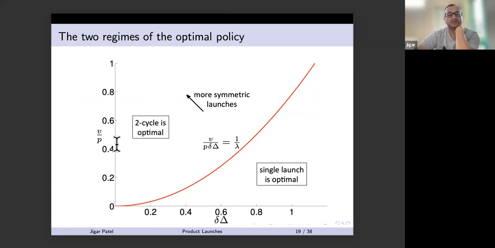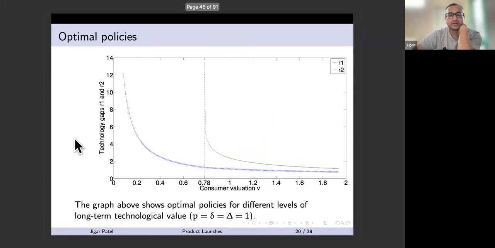And this is another visual which says, look, these are the parameters, these are known. V, P, and the deltas are all known parameters. So for your problem, you can see which point you are falling on in this 2D plane. If you are above this red curve, then you will have a 2-cycle policy. If you are beneath this red curve, then it is a single launch policy. This is just another visual saying, look, if your valuation V is somewhere around 1.2, then your first technology level is this blue point and your second technology level is this green point. So technology gaps R1 and R2.